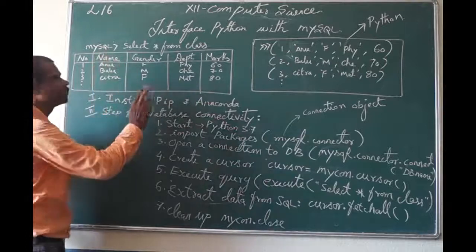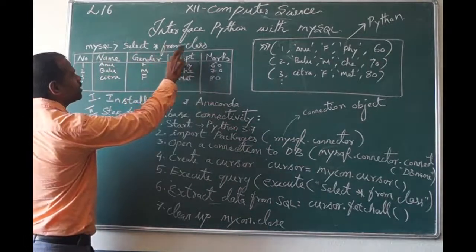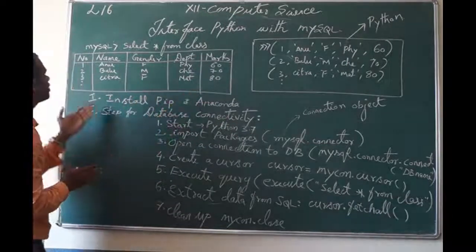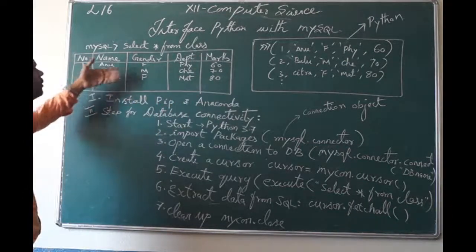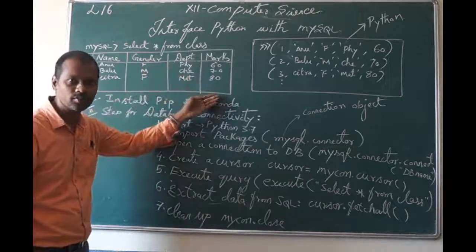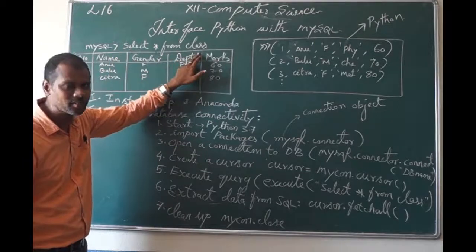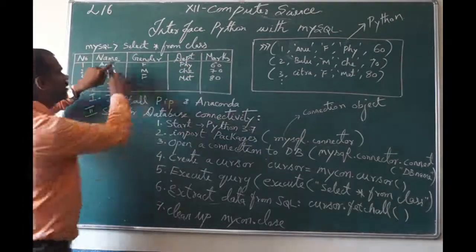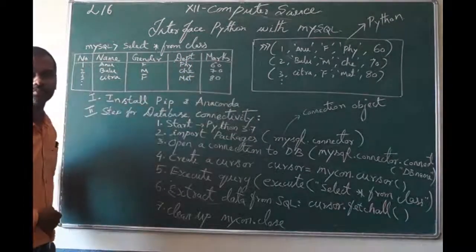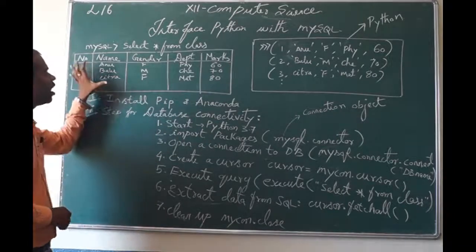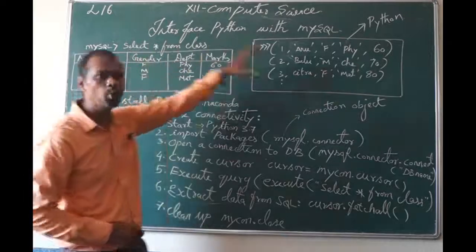If you type select star from class, the class table will appear. The columns are serial number, name, gender, department, marks. So if you type select star from class in MySQL, this table will appear. I have a doubt: can I bring all this data to Python?